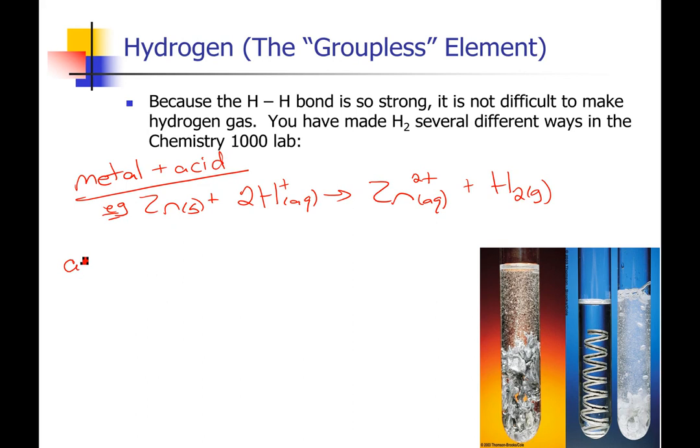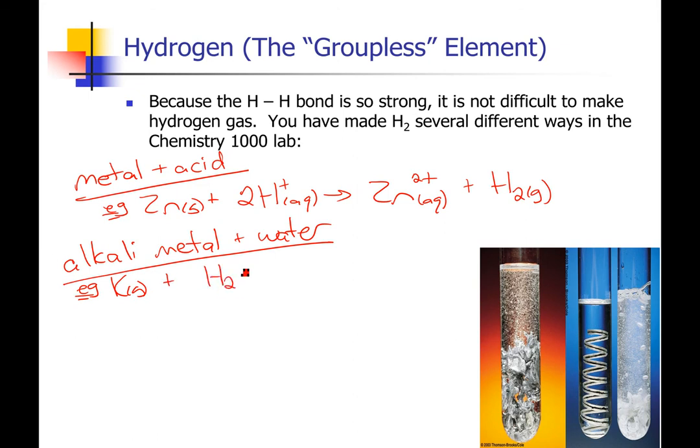You also saw that if you took one of the more reactive metals, like for example one of the alkali metals, and reacted it with a weaker acid such as water, again, you generated hydrogen gas. So for example, if you took potassium and reacted it with water, you got potassium hydroxide and hydrogen gas. And to balance that, we need 2 hydroxides, 2 waters, and 2 potassiums.